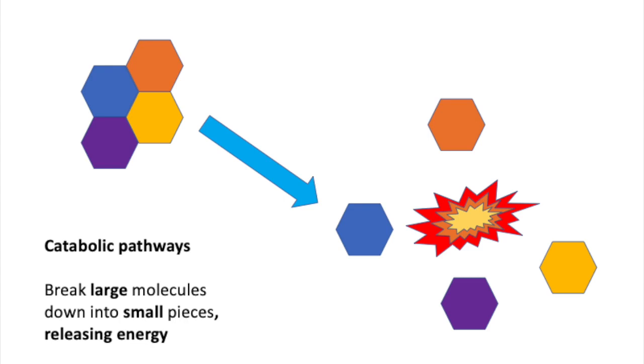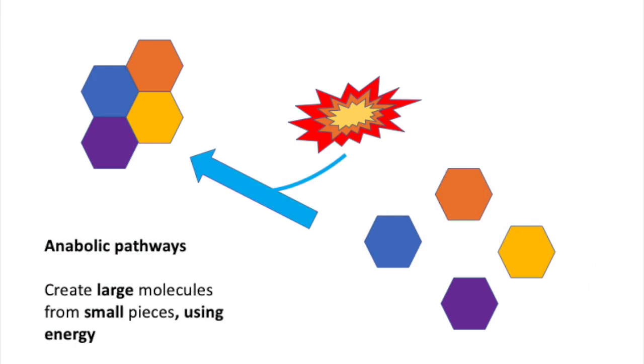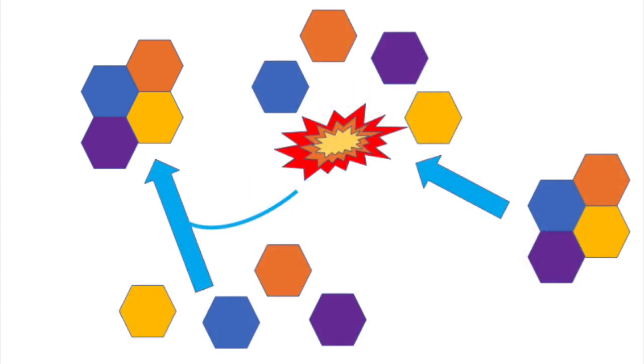These are really important, obviously, as a lot of what we take in is in these large forms that we can't use directly. However, this can't be the only way that chemical reactions proceed in the body, because we ourselves are the result of a lot of little things being built up into larger things. This leads us to anabolic pathways. These create large molecules from small pieces using some sort of energy input to run the reaction. Now, what actually happens a lot in living things is that the energy to power these anabolic reactions is actually coming from the catabolic reactions.